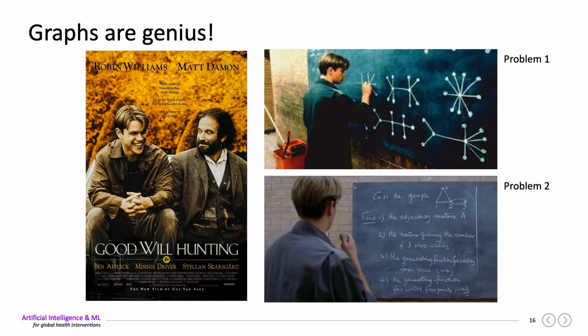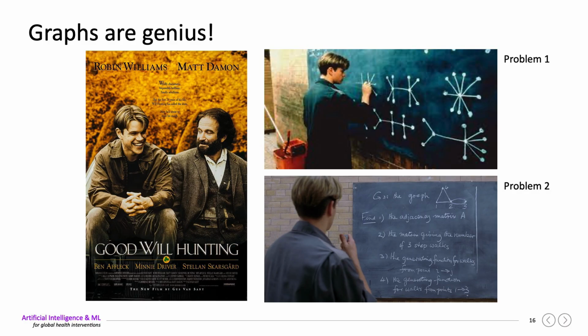Now for a bit of fun that also makes a serious point about the power of graphs. Titled, Graphs Are Genius, this slide references the film Good Will Hunting, starring Robin Williams and Matt Damon. On the right are two frames, the character solving problem 1, a set of tree diagrams on a chalkboard, and problem 2, a chalkboard filled with graph equations. The point is that the legendary impossible math problems in that film were graph theory problems, and that graph theory, far from being obscure, underlies deep and beautiful mathematics.